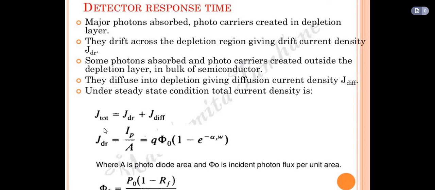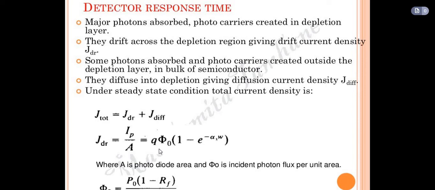That is not visible. Note this down: for that phi, whatever the phi naught we are taking, phi naught is equals to P naught into 1 minus R over A h mu. Clear? This is the formula for finding the flux. By substituting these two, we can find out the density.